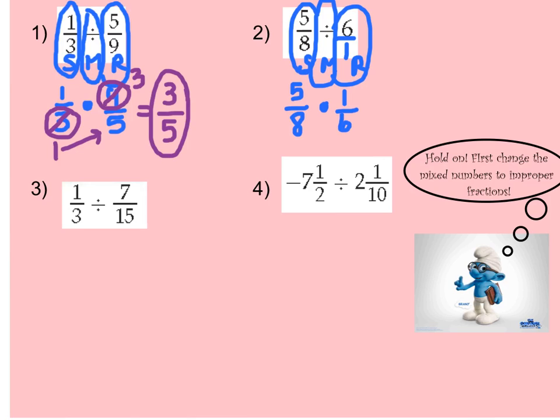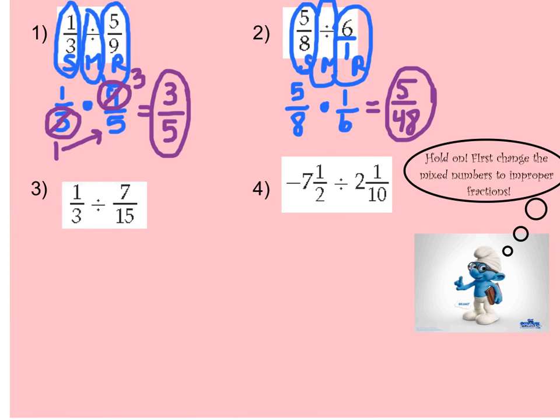All right, so now we're going to look to reduce up and down. Nothing we can reduce here. Look diagonal. 1 and 8, nope. 5 and 6, nope. So that means we're just going to multiply across. 5 times 1 and 8 times 6. So our answer is 5/48.